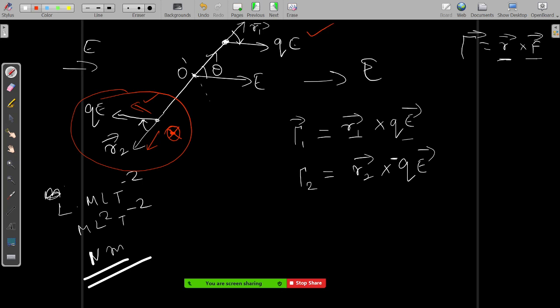What about this position? Away from us or towards us? It's towards us. Just see it once again. The X mark indicates that it's away from us, and then the dot mark indicates that it's towards us. So we want to find what is the direction of torque at this point.